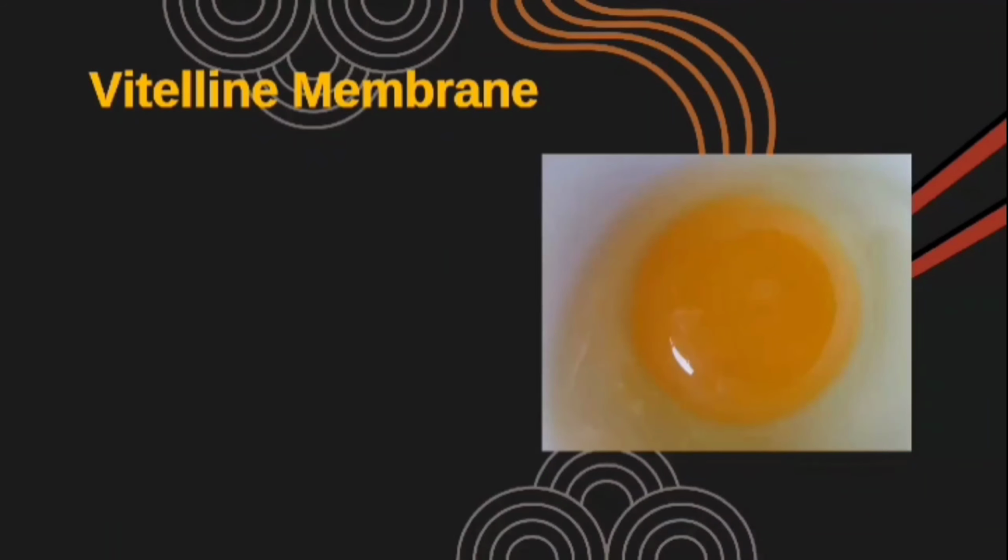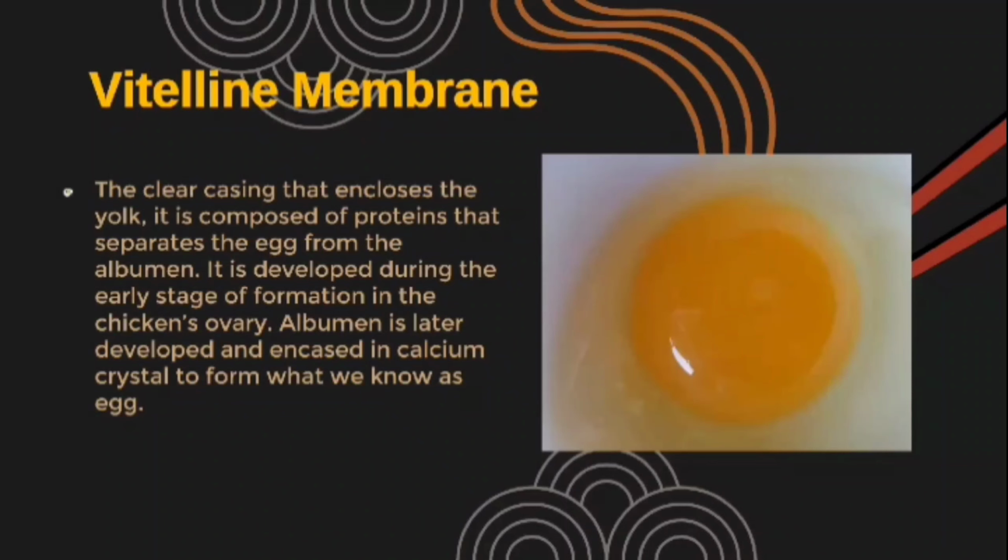vitelline membrane. Vitelline membrane. Okay, ano kaya itong vitelline membrane na to? The clear casing that encloses the yolk. Ano ba yung yolk? Yung yolk, ito yung yolk. Yung pinaka-pula ng itlog. Yung tinatawag na yolk. Pero sabi dito, ang vitelline membrane daw, ito yung humahawak sa egg yolk. It is composed of proteins that separates the egg from the albumin. Ito yung naghihiwalay sa pula ng itlog doon sa puti.